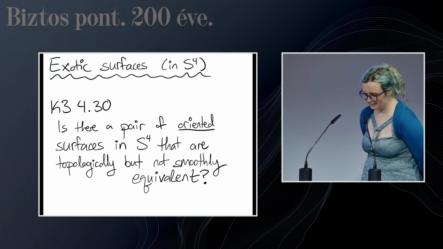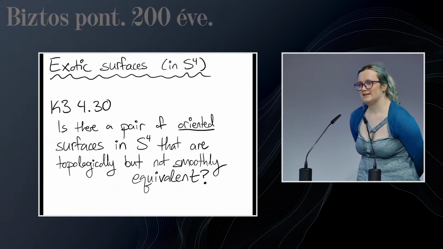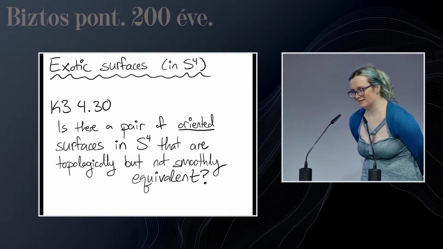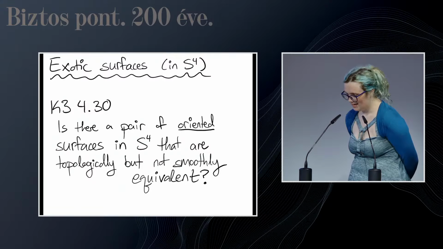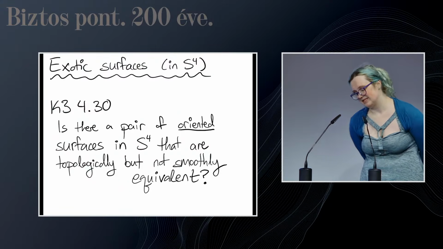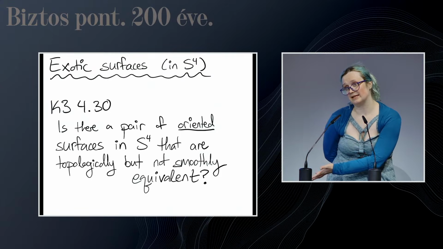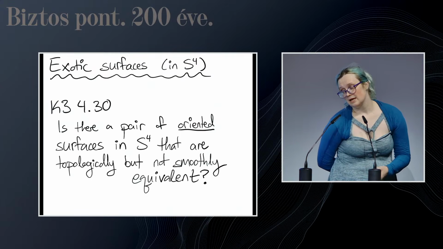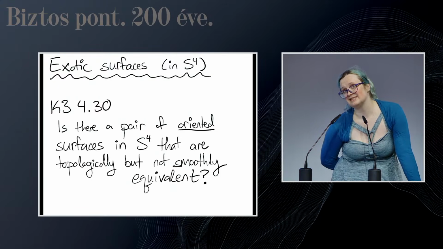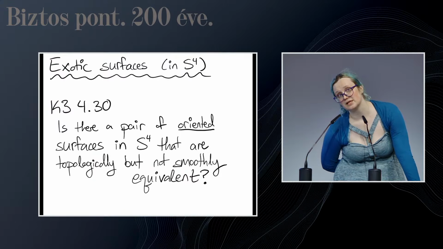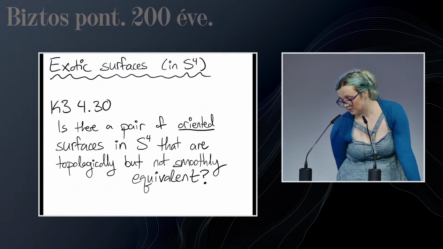I'm saying equivalent instead of isotopic because, I mean, isotopic would also be fine, but then we have to discuss the diffeomorphism group of S4. I kind of don't know. So I'm just going to say equivalent. And I'm also saying S4 because we know, I think we've already discussed, that there are lots of examples of pairs of so-called exotic surfaces in other 4-manifolds. But in S4 specifically, we still don't know the answer to this. And it's not clear what techniques could obstruct surfaces from being smoothly equivalent when they are topologically equivalent.